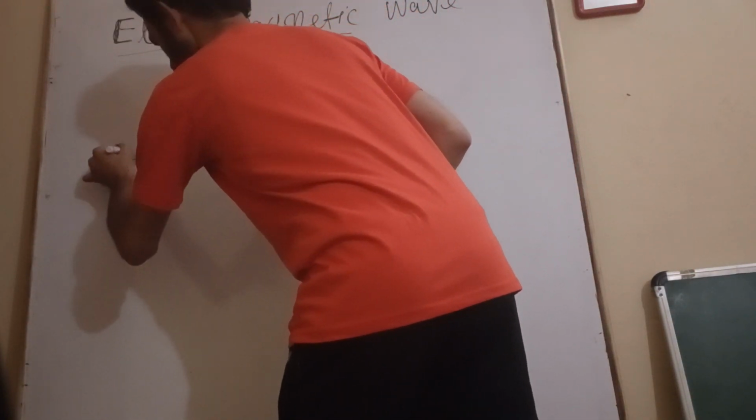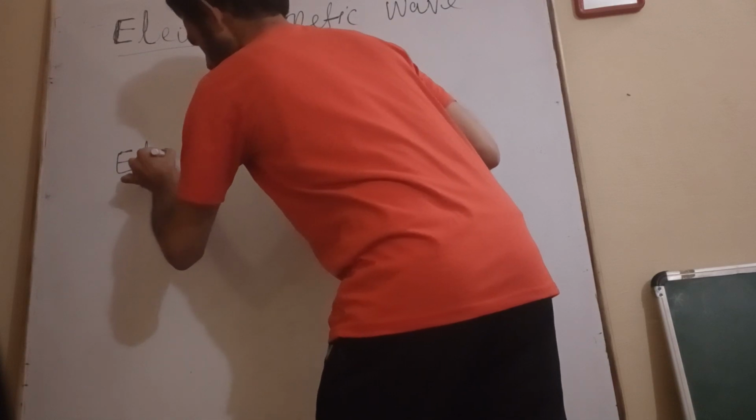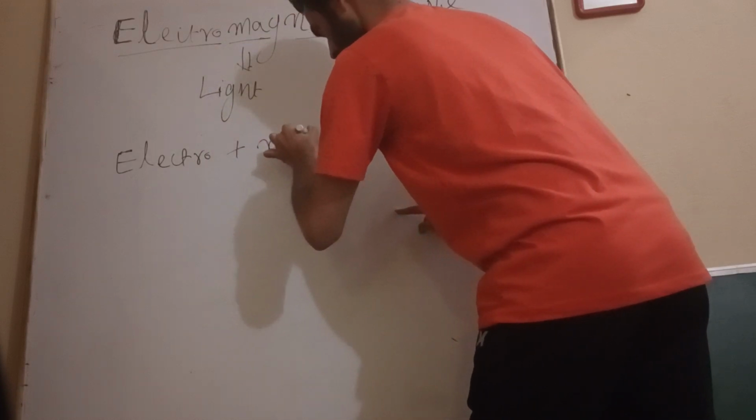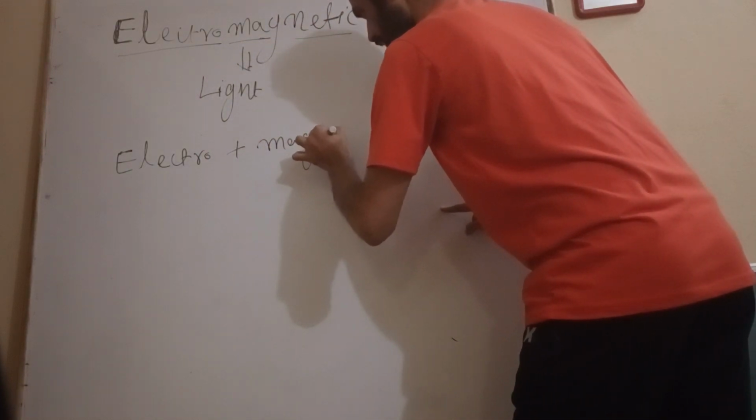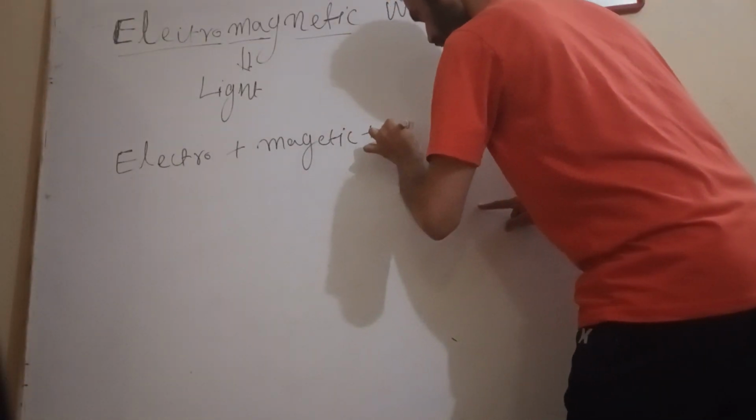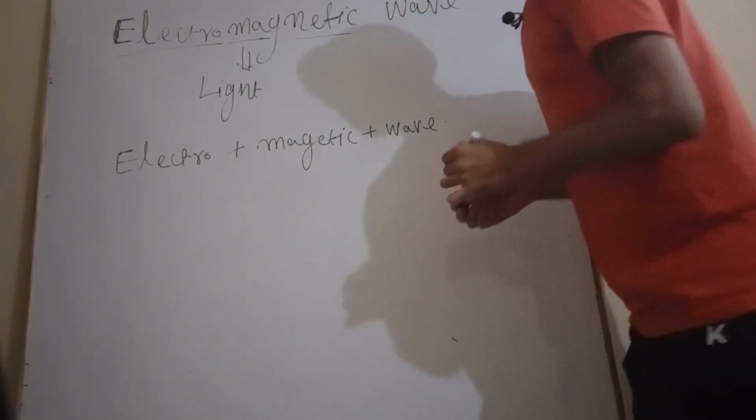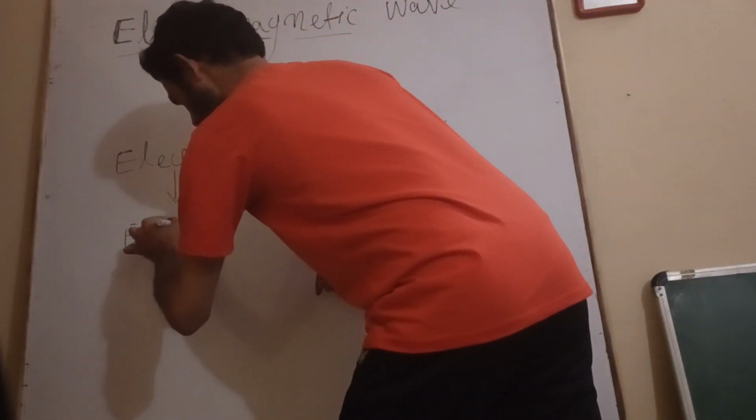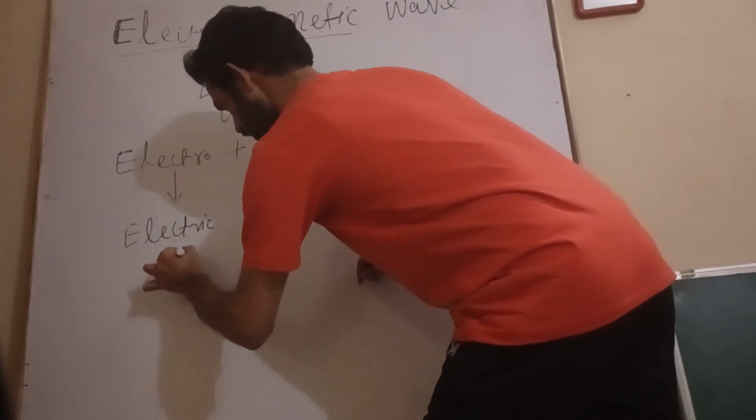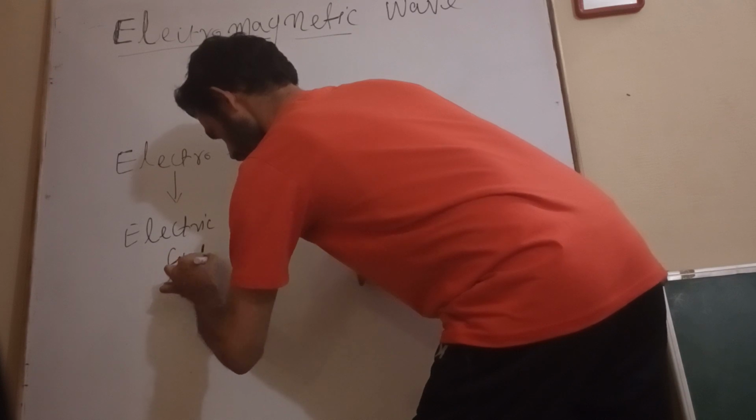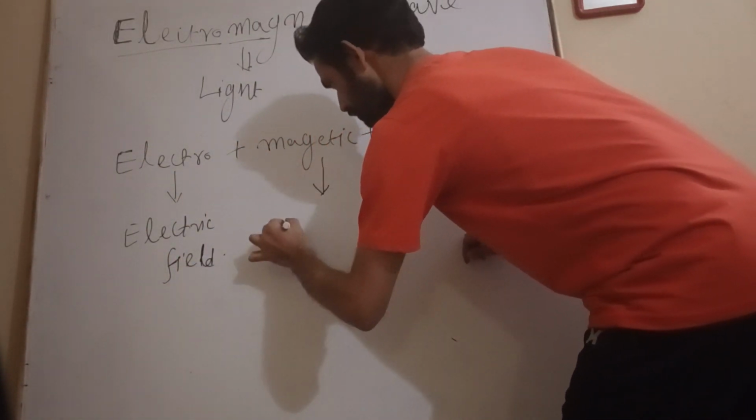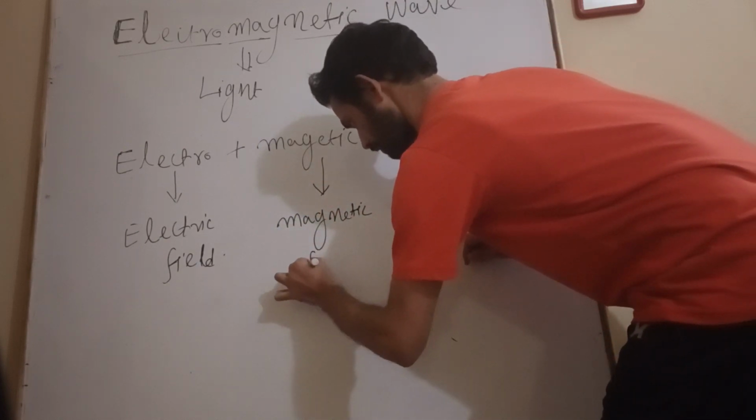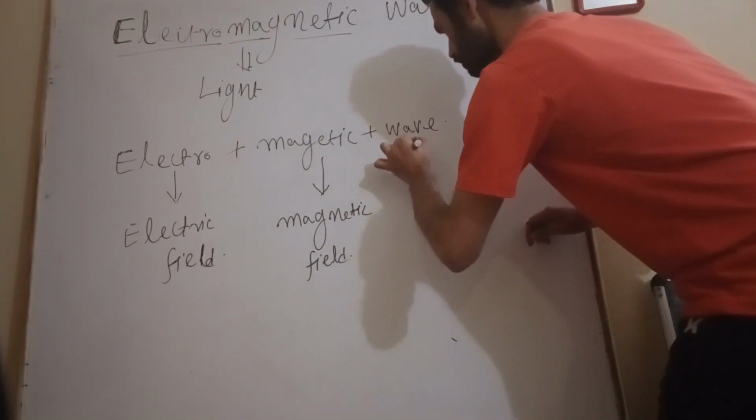Electromagnetic wave means electro plus magnetic plus wave. Electro means electric field, and magnetic means magnetic field. And what does wave mean?